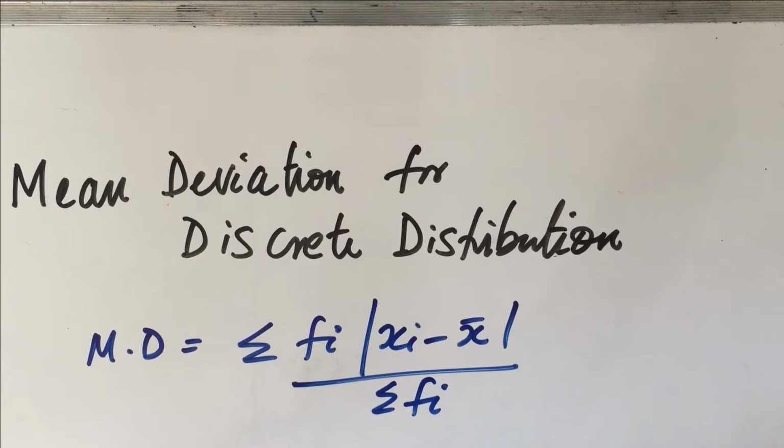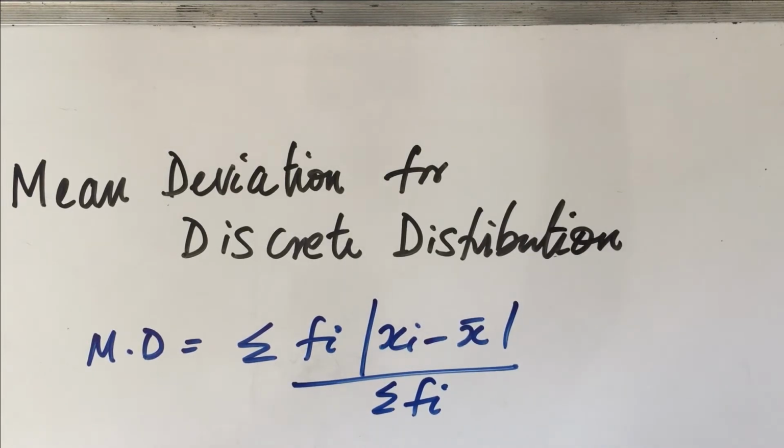The next topic is mean deviation for a discrete distribution. The formula for calculating mean deviation is the summation of all the fi values multiplied by the modulus of the difference xi minus x bar, divided by the summation of all the fi values. So this is the formula which we will be using.